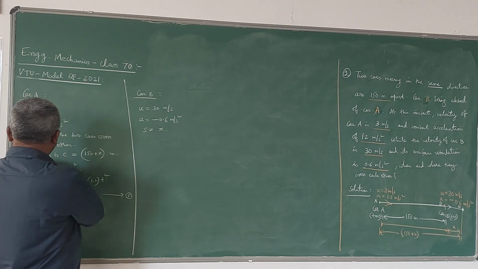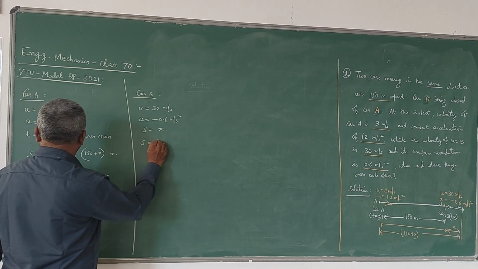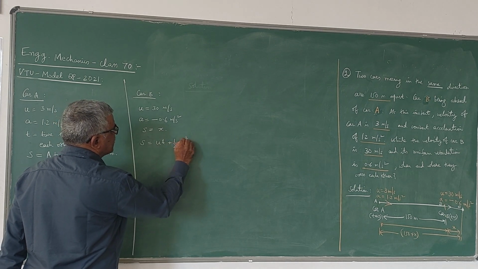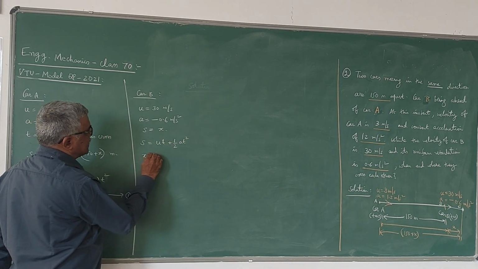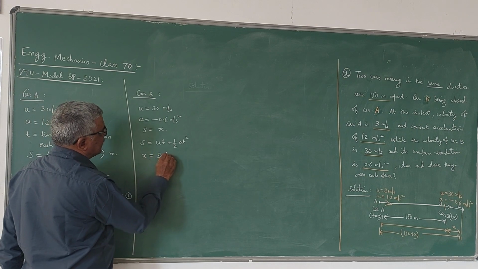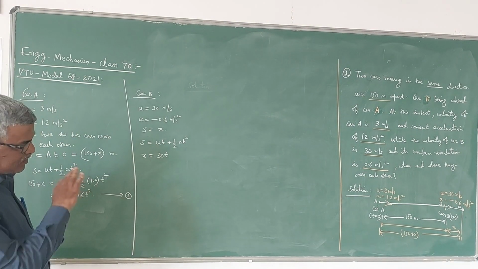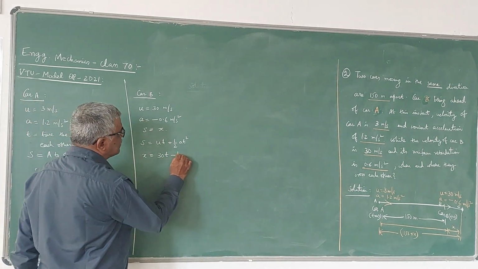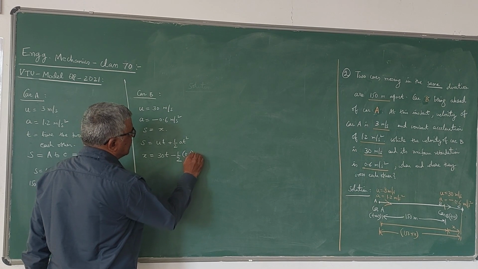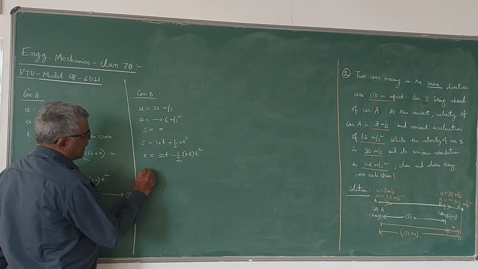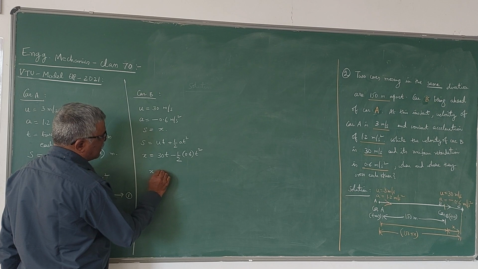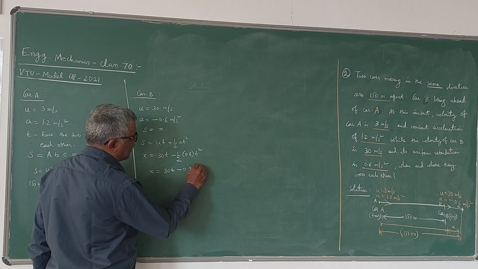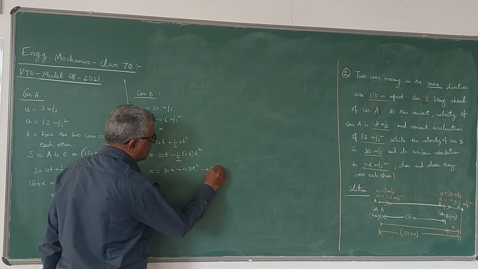Now I can write the same equation, S is equal to ut plus half at square. Of course, A is negative here. S is x here. U is 30t. T remains the same because they should cross each other. So time remains the same. Minus half into 0.6 into t square. So x is equal to 30t minus 0.3 t square. So you can call this equation 2.